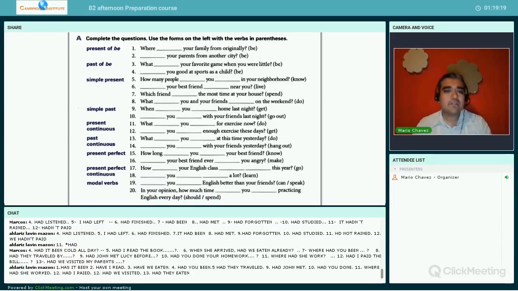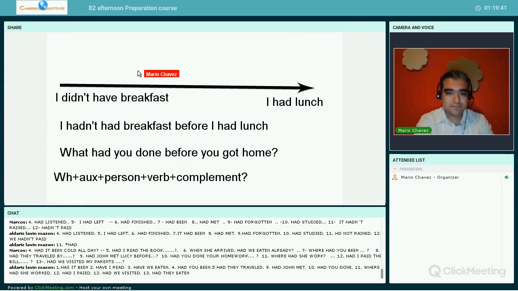Okay. So first we have the present of the verb be, then we have the past of the verb be, then we have the simple present, the simple past, the present continuous, the present perfect, the present perfect continuous, and we even have some modal verbs. Do you guys remember the modal verbs? We have different modal verbs.